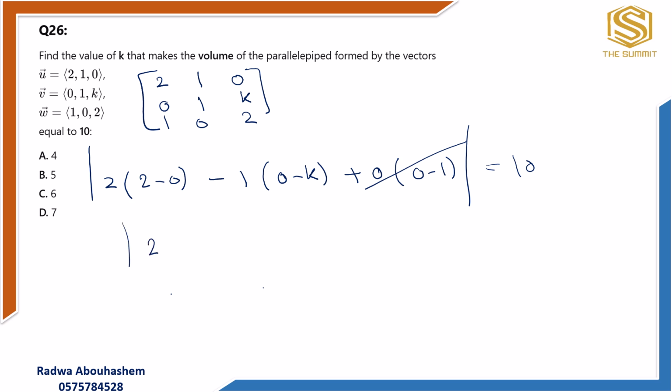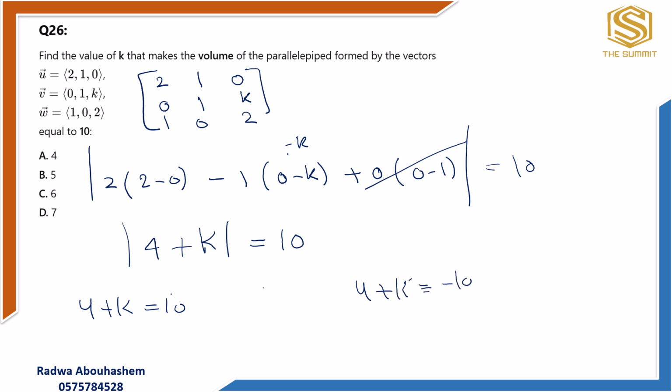So 2 times 2 gives me 4. And this is negative k, so negative times negative gives me positive. So 4 plus k gives me 10. So maybe 4 plus k equals 10, or maybe 4 plus k equals negative 10. So k here equals 6, or k here equals negative 14. Which one of the choices matches my answer? C.